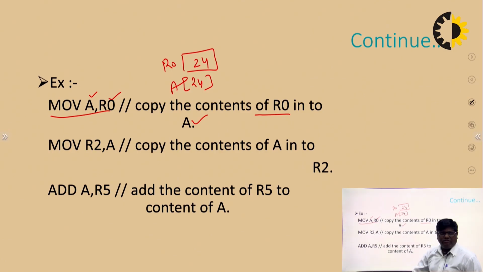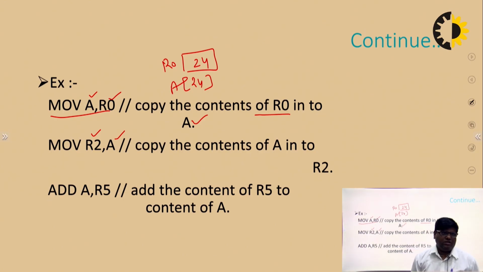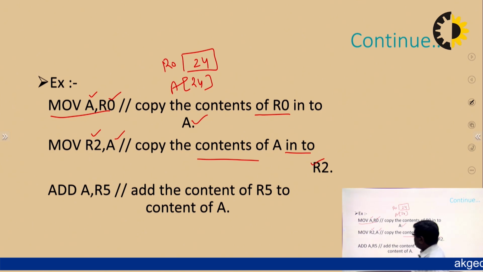Now, another one, just the reverse. The content of A is copied into the register. I already told you that the register plays a big role here. Here, copy the content of A into the R2 register. What is the meaning? The content of A goes into R2, or the content of R0 goes into R1.